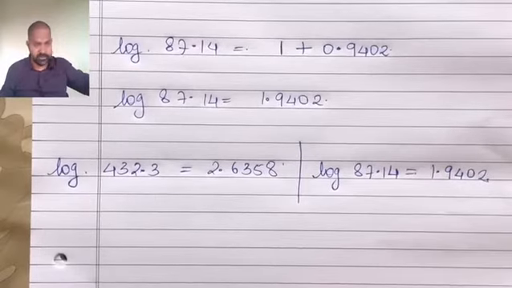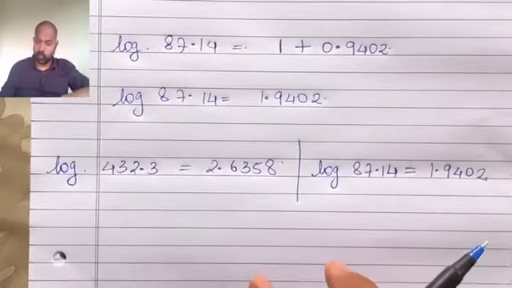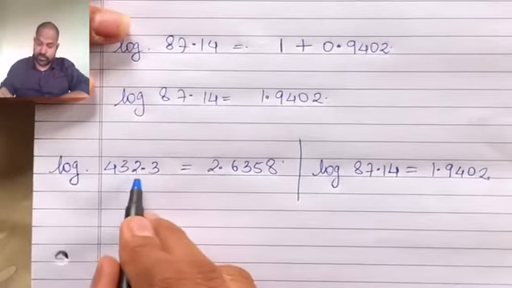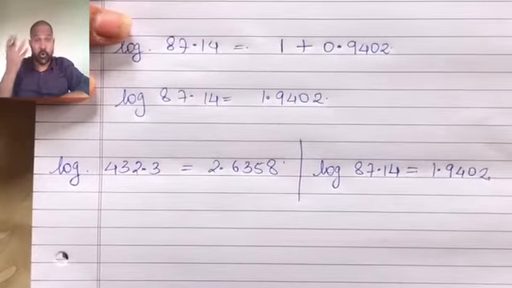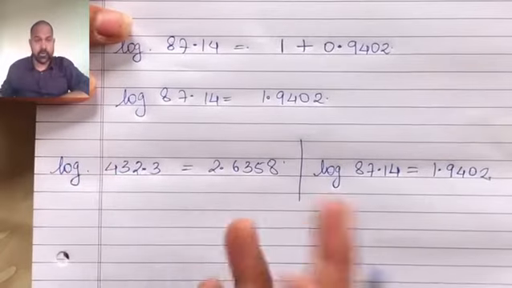And my question is, what is this? Where is this coming from? What logic is it that you've used here? That when you say log of 432.3 is 2.6358, what do you mean? What does it mean that this is equal to this?